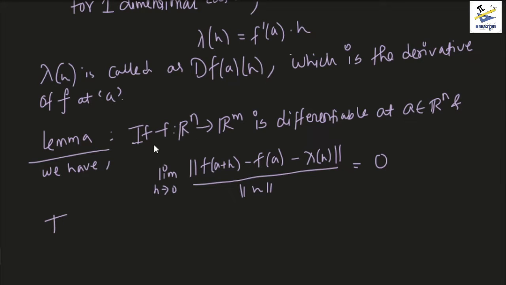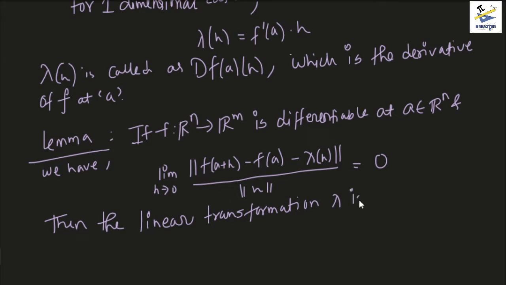So if f from R^n to R^m is differentiable at some a belonging to R^n, and we have the following limit, that is, the limit as h tends to 0 of the norm of f(a + h) minus f(a) minus lambda(h), divided by the norm of h, which is equal to 0, then the linear transformation lambda is unique.